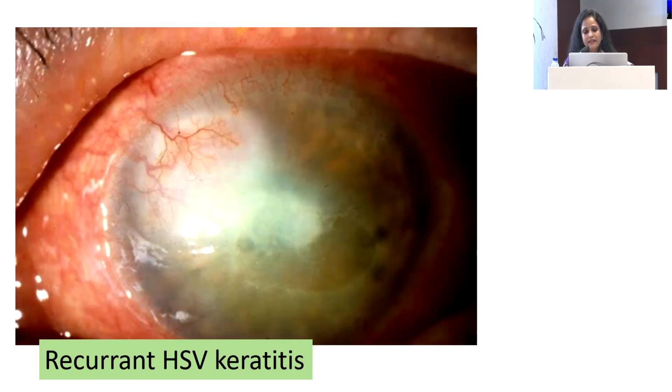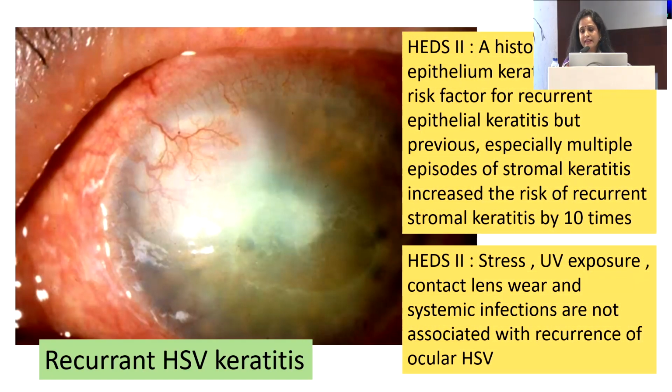So this is again a recurrent HSV keratitis. You can see dense scarring, new vascularization and edema. According to the HEDS study, epithelial keratitis is not a risk factor, but we have to remember that recurrent stromal keratitis is definitely a risk factor for stromal keratitis by 10 times, and they have seen that stress, UV exposure, contact lens wear and systemic infections are not associated with recurrence of ocular HSV.